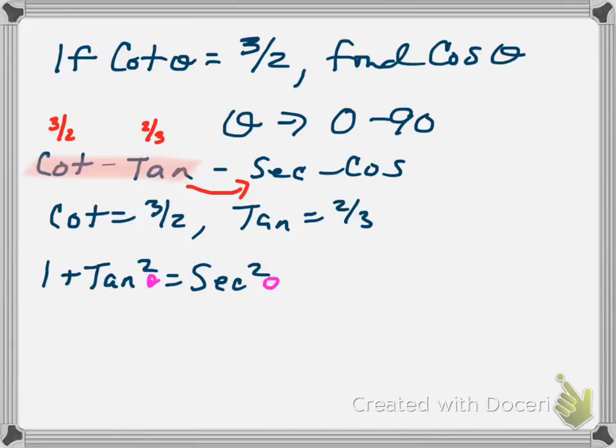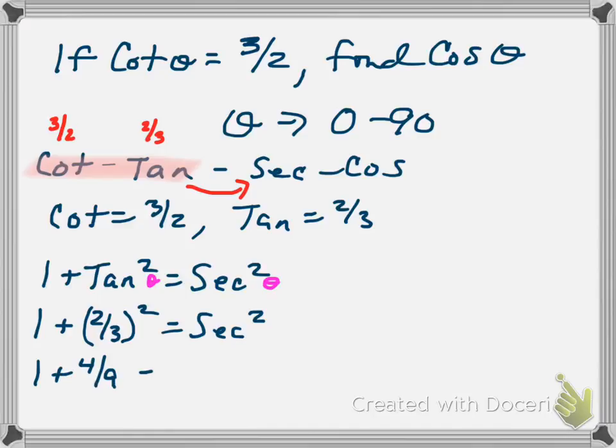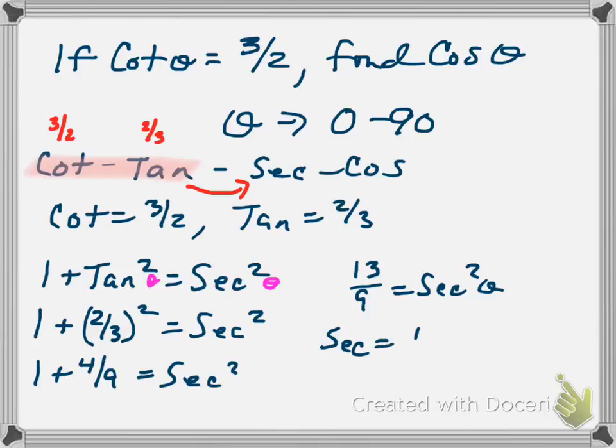Our tangent is 2/3. So 2/3 is going in to the tangent area. Two-thirds squared is 4/9. Remember, I don't like mixed numbers. I don't like decimals, so you need to give me an improper fraction, 13/9 for secant squared. Square root both sides. Plus or minus root 13 over 3. Again, we're in 0 to 90. We're not always in 0 to 90. It's just the way it's been so far.